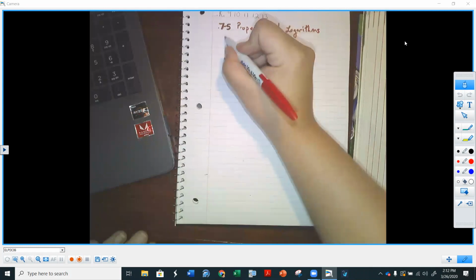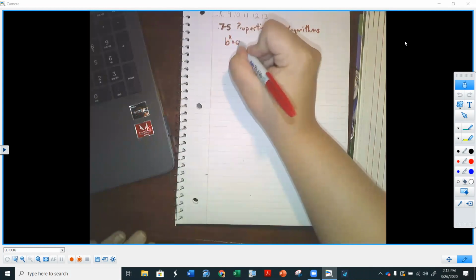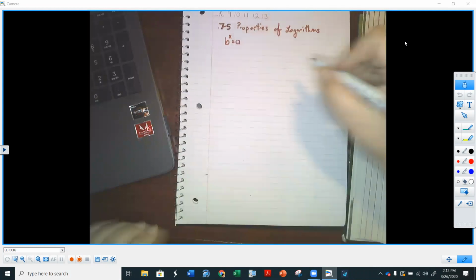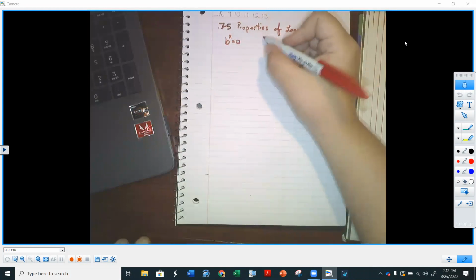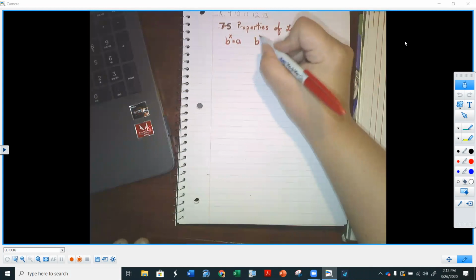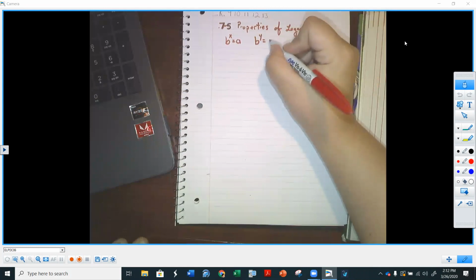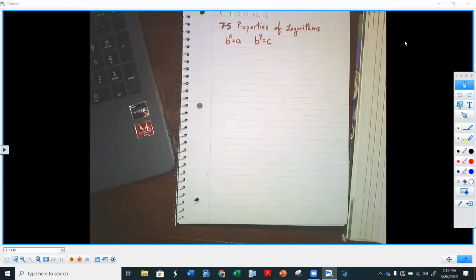Okay, so we're going to have b to the power of x equals a. John, I need you to stop. Thank you. And then I have b to the power of y is equal to c. So we're using b to represent that something is a base, b for base.